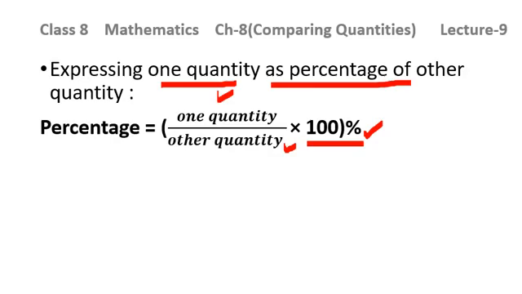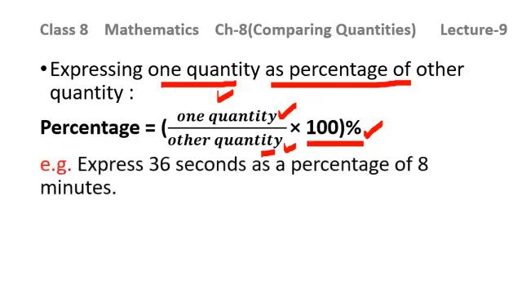But what is this one quantity and what is this another quantity? How will I come to know which quantity I need to take in the numerator and which quantity I need to take in the denominator? Let us see with the help of this example. We need to express 36 seconds as a percentage of 8 minutes.